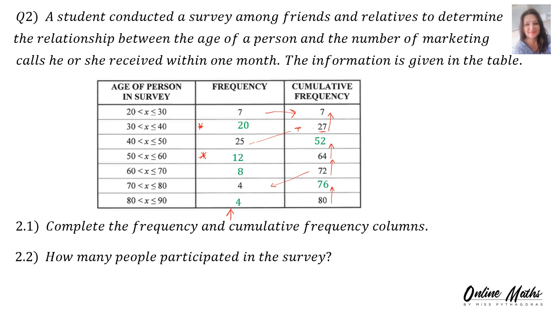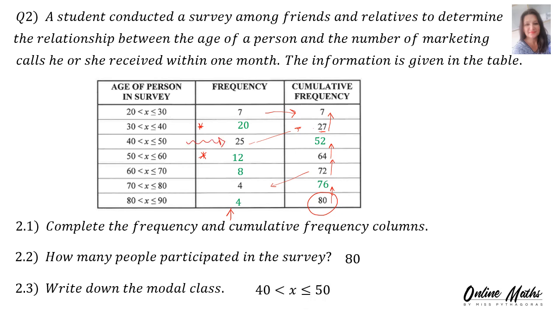Question 2.2. How many people participated in the survey? And your answer there is the end of the cumulative frequency, which is 80. 2.3. Write down the modal class. And then the modal class is the class that contains the highest frequency. So in this case, it's the 40 up to 50 class.